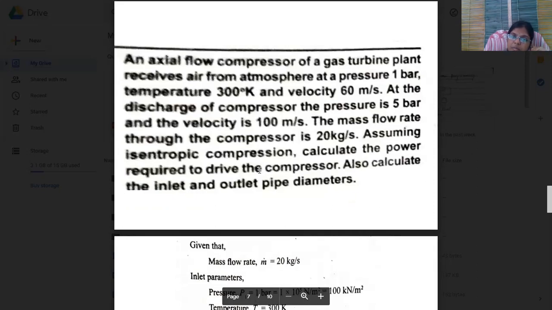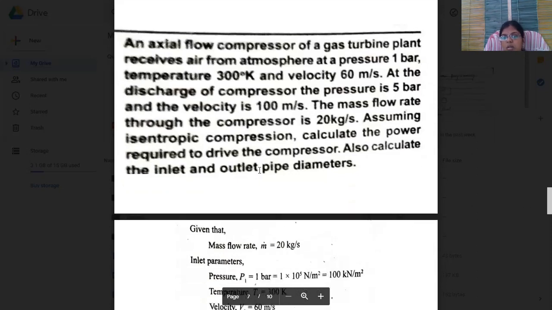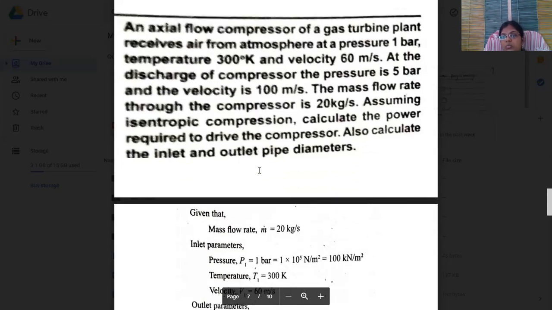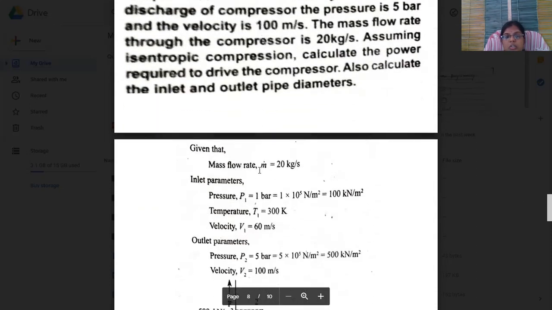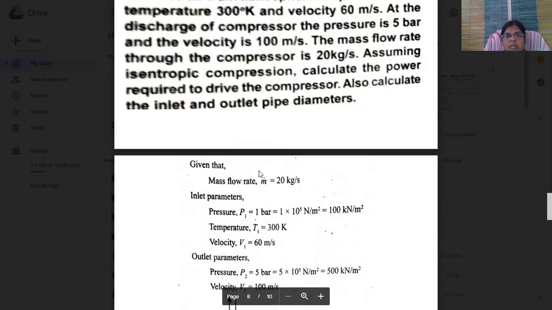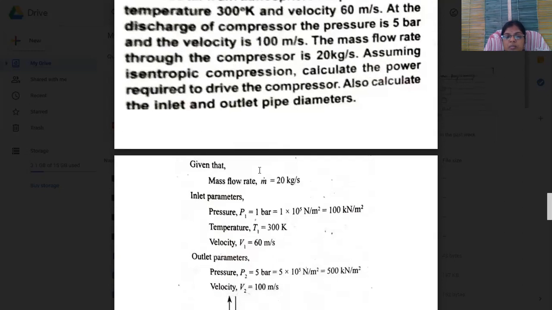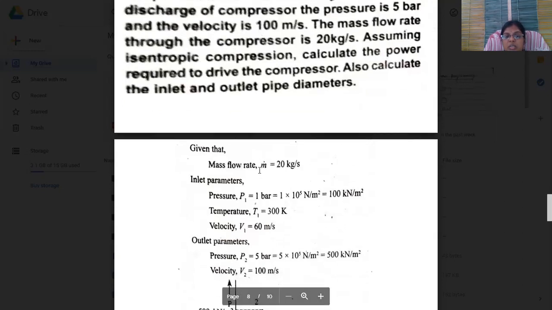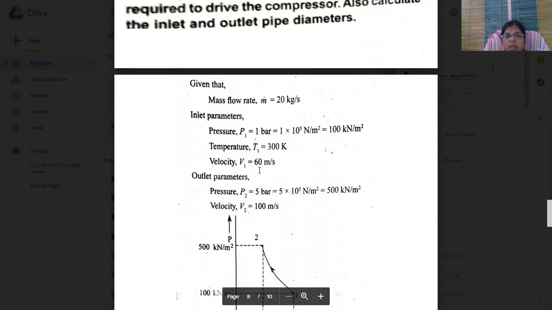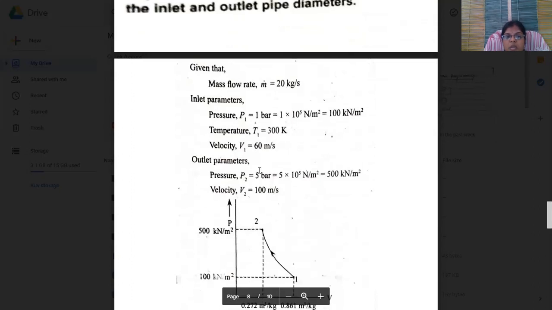That is nothing but the work done. Also calculate the inlet and outlet pipe diameters. That is the meaning of D1 and D2. So first of all, take the hint and take the given data. Every time we have to start with the data. If you know the data, you can solve the problem very easily.